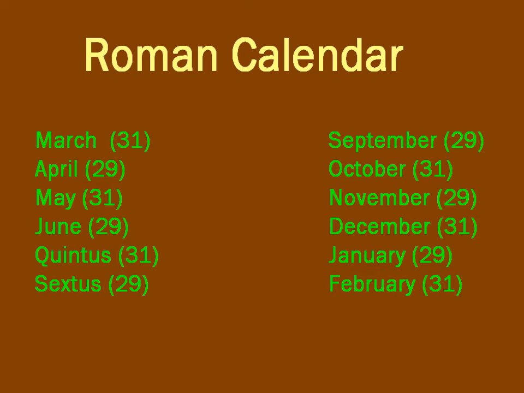Now, the problem with that way of doing it is that's only 360 days. That's not really long enough to actually match the seasons. So what the Romans did was they would stick extra days into the 12th month. 12th was an unlucky number, so unlucky month, and so February got the short end of the stick and the extra days were stuck in.